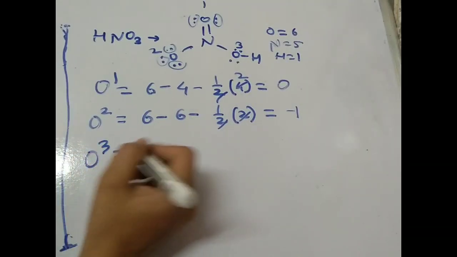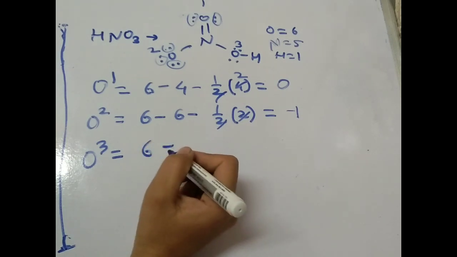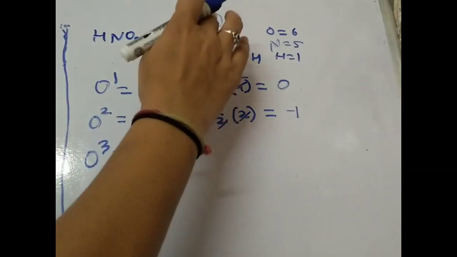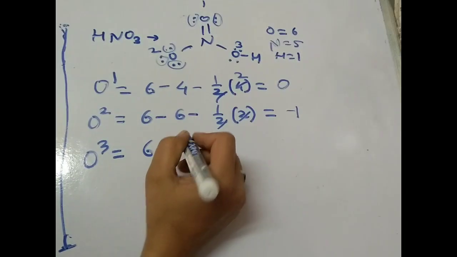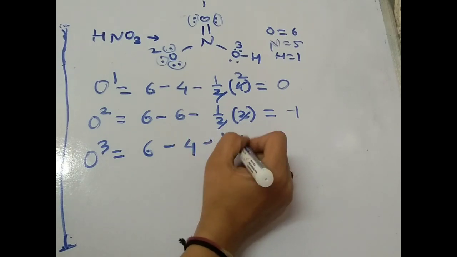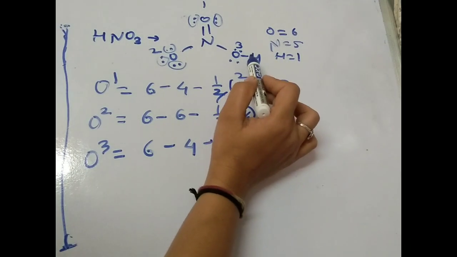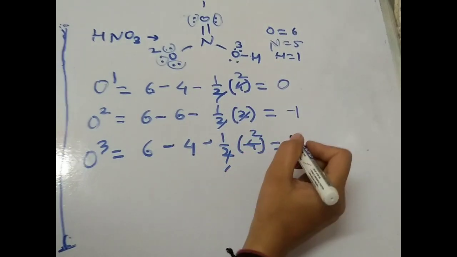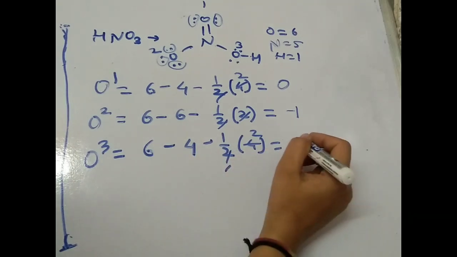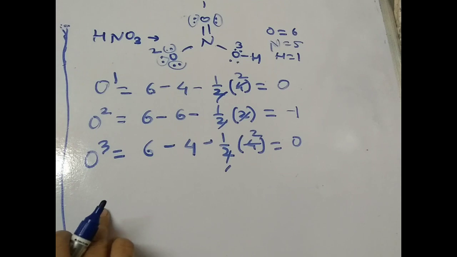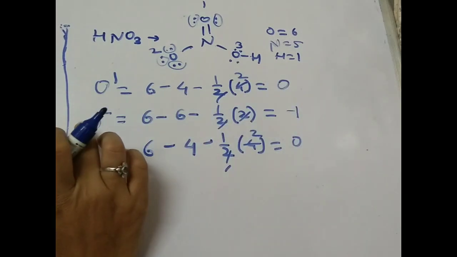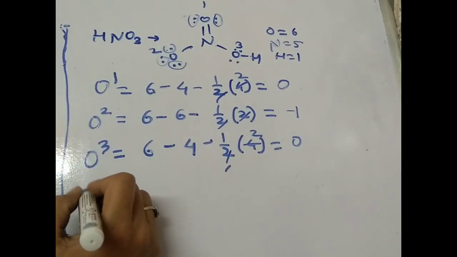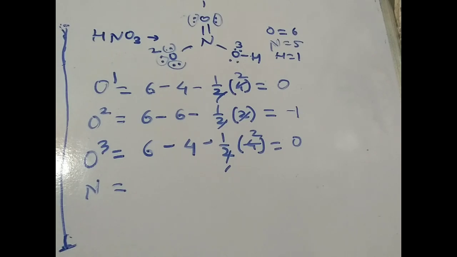And for O3 the valence shell electrons are 6, minus the non-bonding electrons. For O3, 2 lone pairs means 4 electrons, minus half of the number of bonding electrons, which are 1, 2, 3, 4. After the calculation, 6 minus 4 is 2, 2 minus 2 equals 0. For O3 we got 0, for O1 also we got 0, and for the O2 atom we got minus 1. Now after this, the formal charge for the nitrogen atom we can calculate as follows.